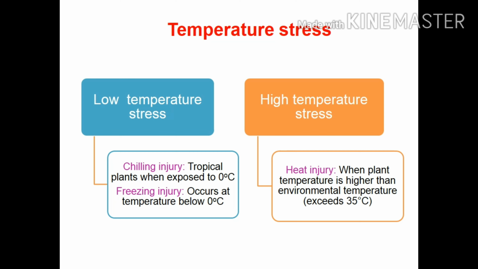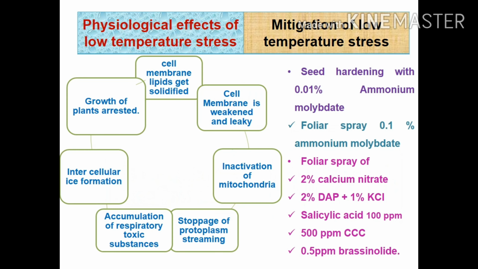Whereas in the high temperature stress, heat injury is the major one, when plant temperature is higher than environmental temperature, that is, it exceeds 35 degrees Celsius. The physiological effects of low temperature stresses are outlined here, and the cell membrane is weakened and leaky. That is the first physiological observation.